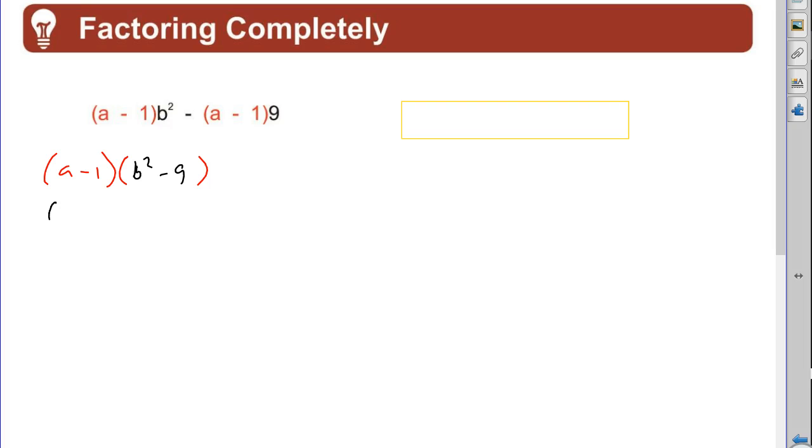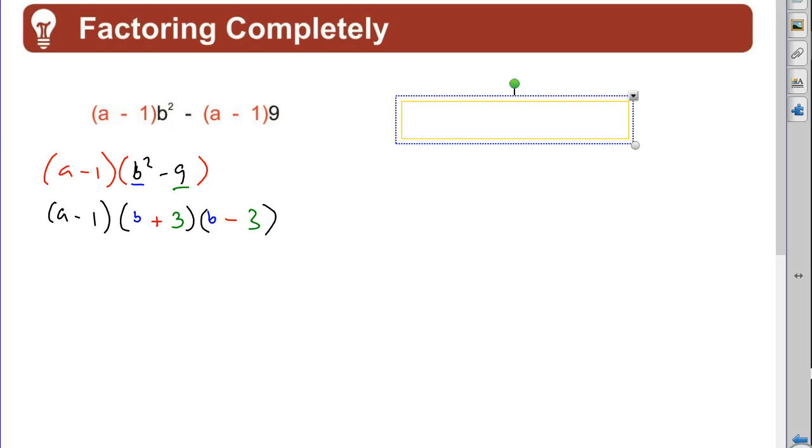So now we have to deal with this, and what do you recognize that as? And I hope you say a difference of 2 squares. All right, well, erased too much there. So how do we factor a difference of 2 squares? 2 parentheses, right? Plus in the middle of one, minus in the middle of the other. The square root of the front goes in the front, and the square root of the back goes in the back. All right, we've just factored that completely. A quantity a minus 1 times b plus 3 times b minus 3.